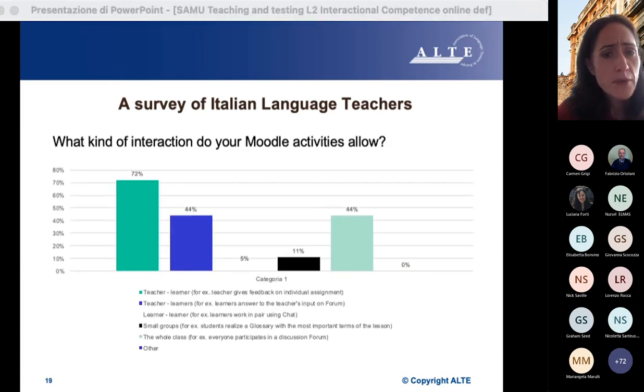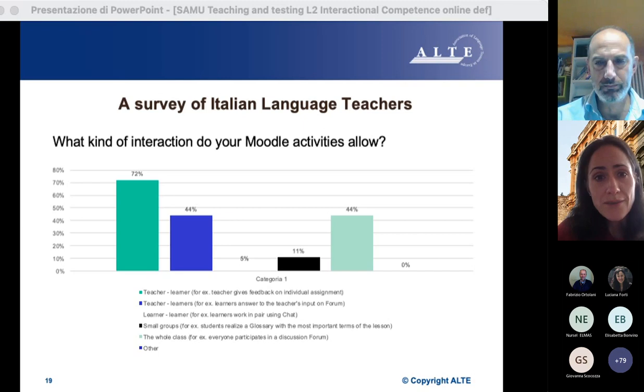To the following question, what kind of interaction allow the activities you create on Moodle? The most frequent answer was the interaction pattern teacher single learner. For example, the teacher gives feedback on individual assignment, followed by teacher-learner interaction. For example, learners answer to the teacher's input on the forum. And the full class interaction, for example, everyone participates in a discussion forum.